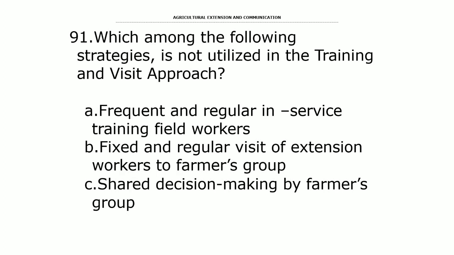Number 91. Which among the following strategies is not utilized in the training and visit approach? A. Frequent and regular in-service training of field workers, B. Fixed and regular visit of extension workers to farmers group, C. Shared decision making by farmers group. The answer is shared decision making by farmers group.